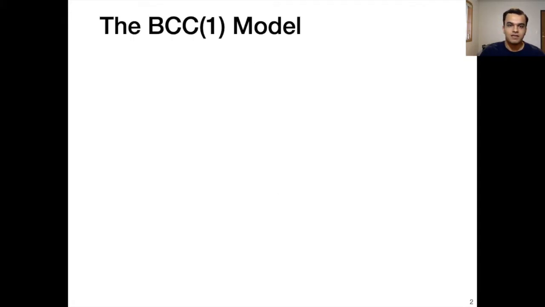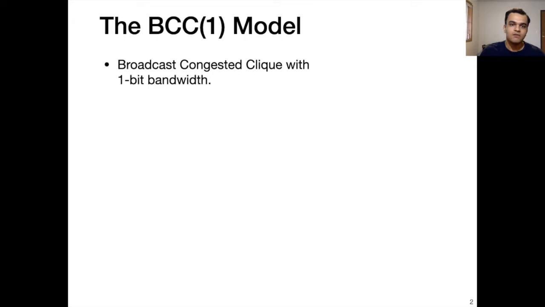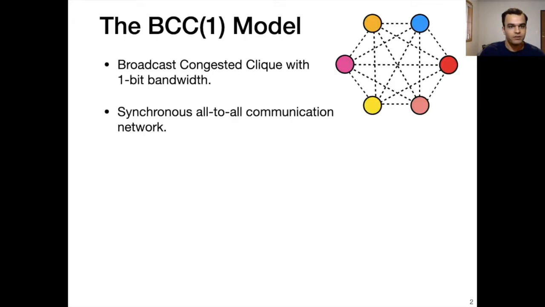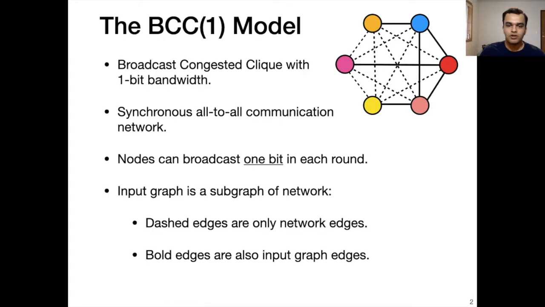In this paper, we consider the BCC1 model, which stands for the Broadcast Congested Clique model with 1 bit bandwidth. We are given a synchronous all-to-all communication network in this model where the nodes can broadcast 1 bit in each round. The input graph is a subgraph of the communication network, and throughout this presentation, dashed edges will denote network edges only, and the bold edges will denote input graph edges as well as network edges.